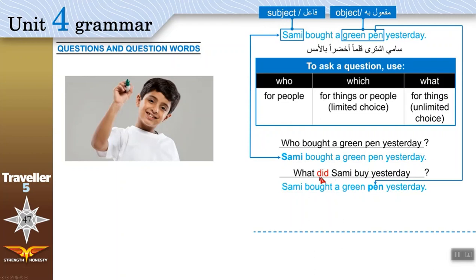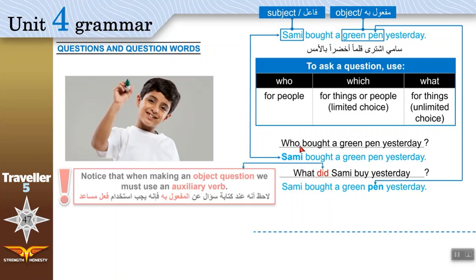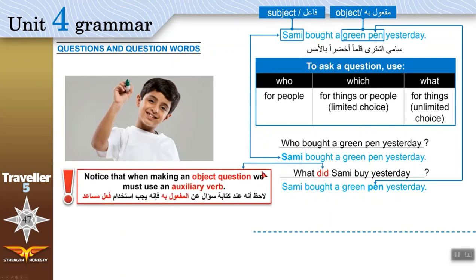What did Sammy buy yesterday? Okay, look, I see did here. Why did we use it? We use it because it is an auxiliary verb. When we have an object, we should use an auxiliary verb.